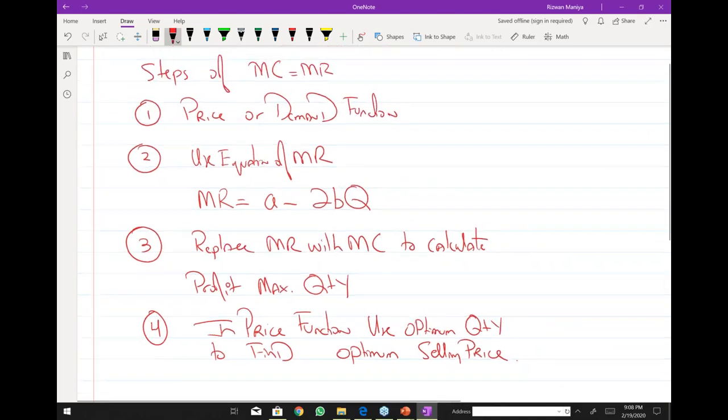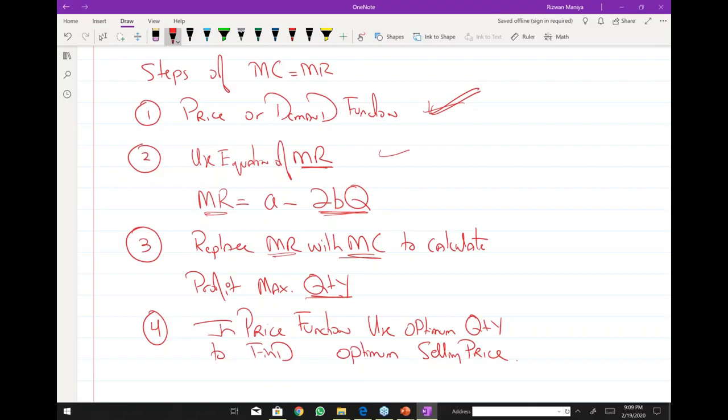For MC is equal to MR, you need to follow these steps. The first is the price or demand function. Second is to use the equation of marginal revenue, MR is equal to A minus 2BQ. Replace MR with MC to calculate the profit maximizing quantity. In the price function, use the optimum quantity to find the optimum selling price. Okay, so keeping these in mind, I think it's time to start now. And let's first start with the price or demand function as it's mentioned here.